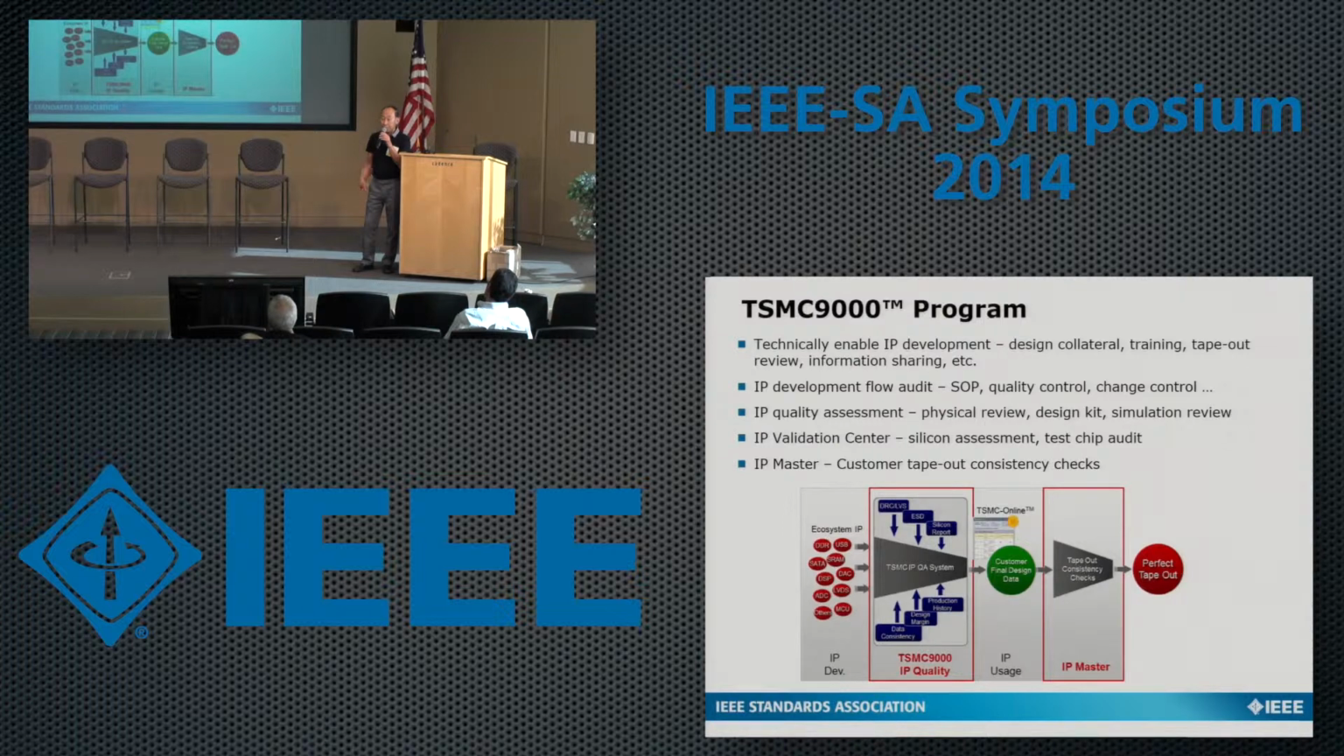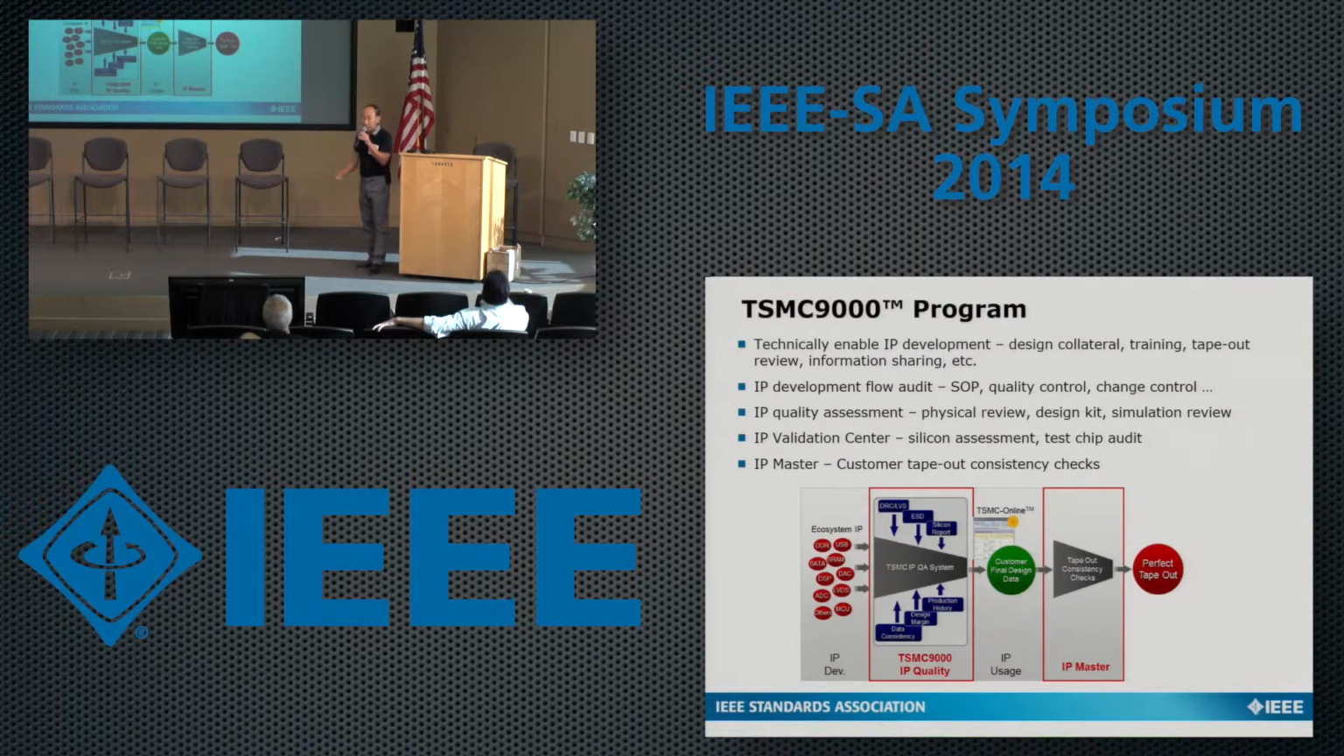Quality assessment is how we review that material: physical review, design kit, simulation review, and a bunch of others. We now also have what we call a validation center, where the vendor can send the chip to us after they go through silicon, and we do the measurement for them. I'll cover that in a minute. And then there's the IP master, which is a system to ensure consistency checking of the customer tape out.